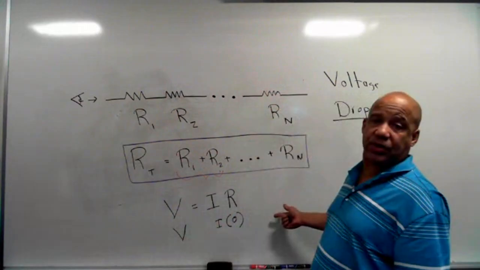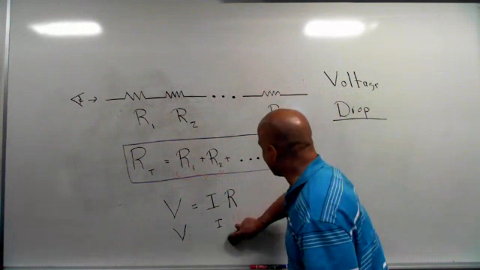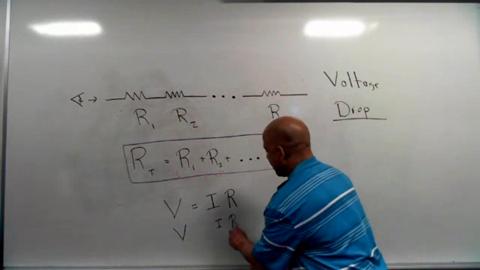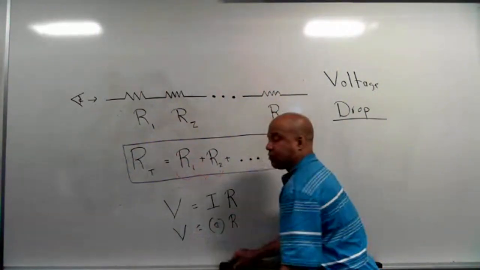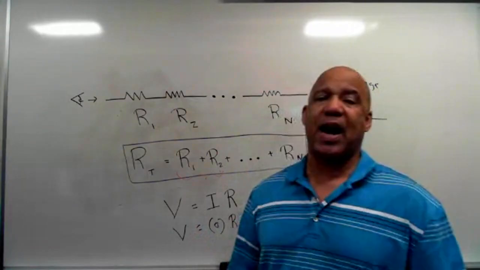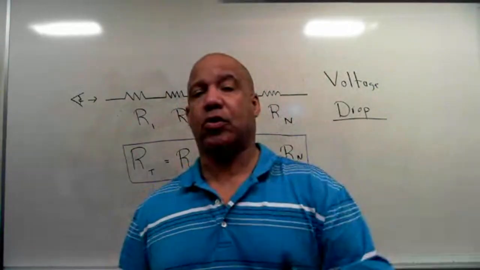I don't have a resistor because it's 0 ohms. But if I have a resistor, but that resistor has no current flowing through it, then again my voltage drop is 0. So voltage drop is what happens when current flows through a resistor.